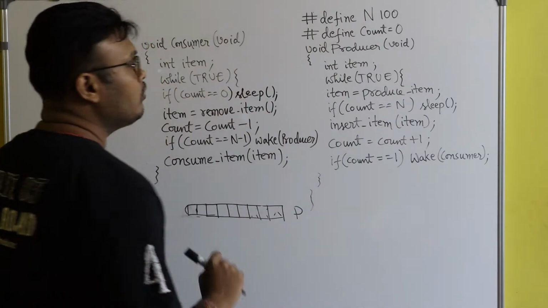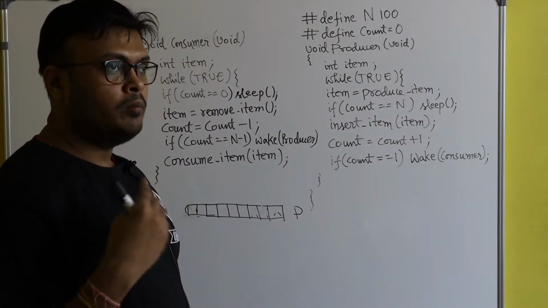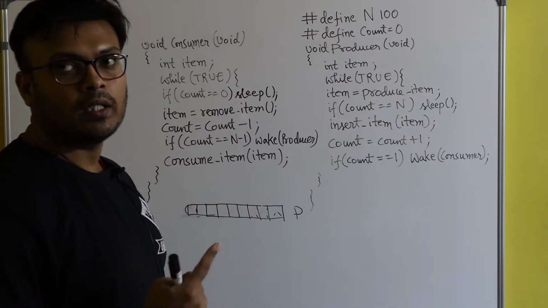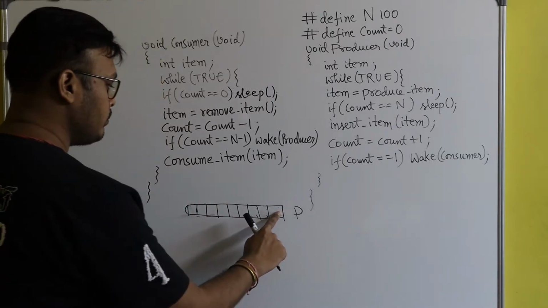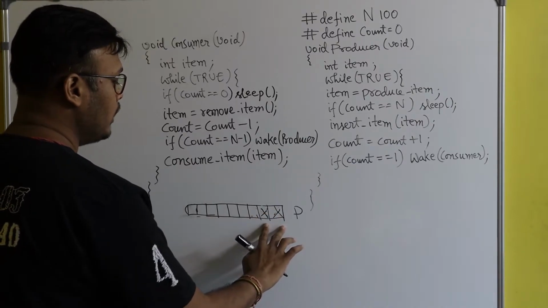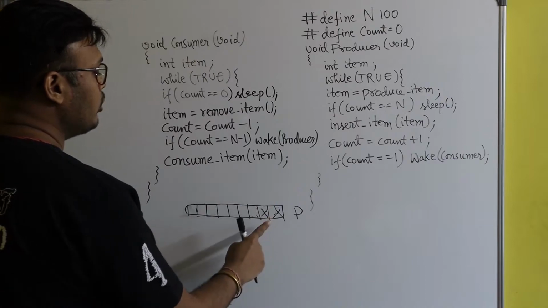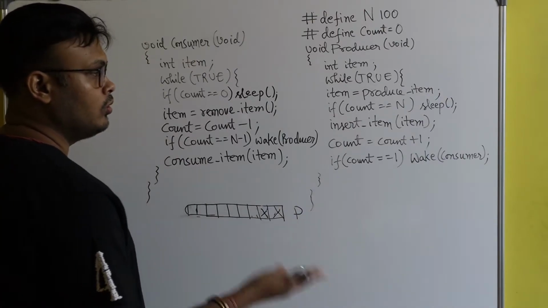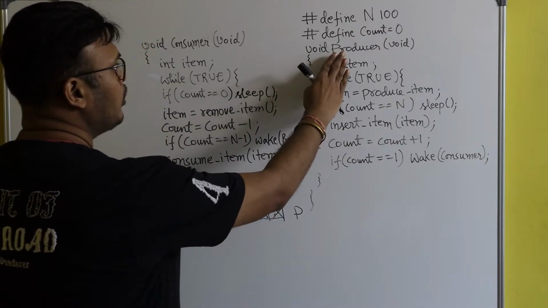Then count equal to 0. Count is a variable that counts the number of items present inside the buffer. For example, if the producer has produced 2 items, then count will be 2. If the producer has produced 3 items, then count will be 3. If the producer has not yet produced any item, then count will be 0. So let's start with the producer.